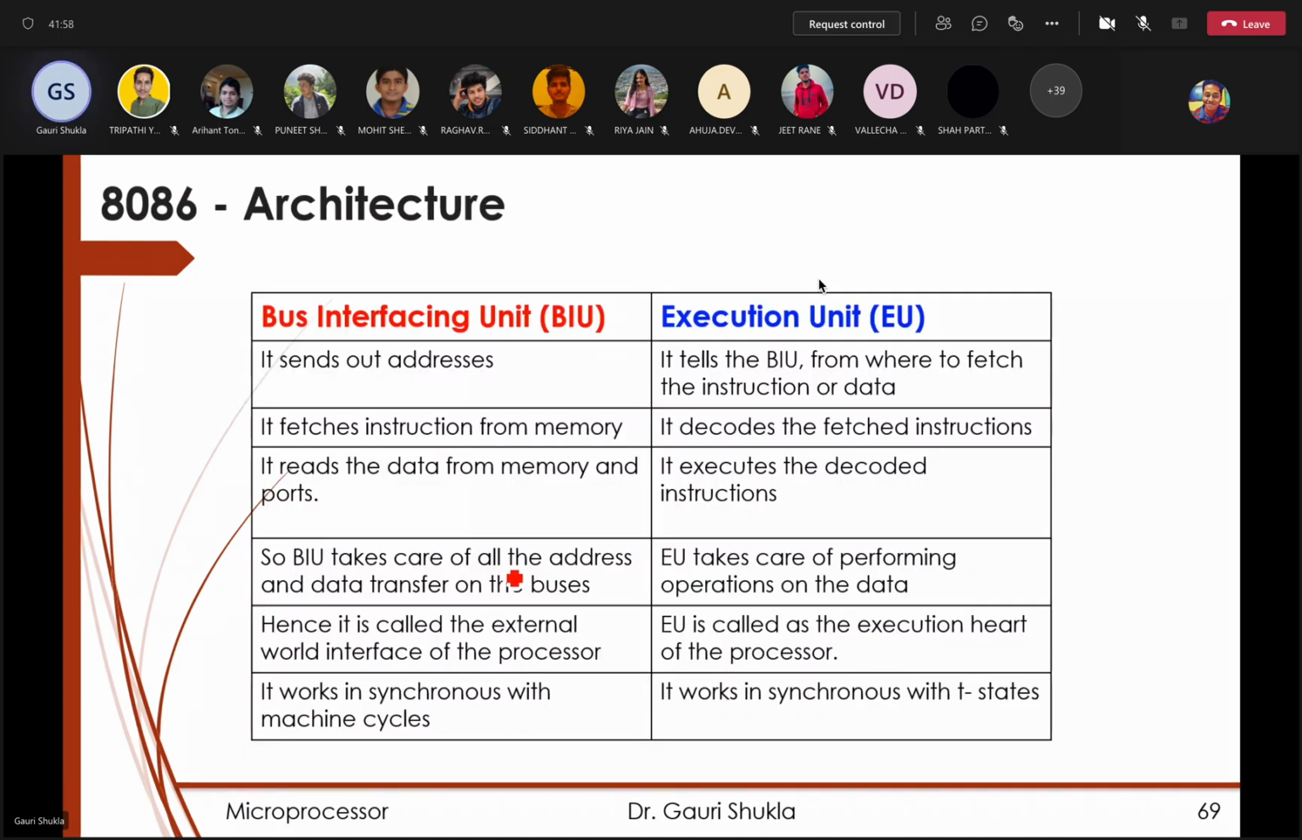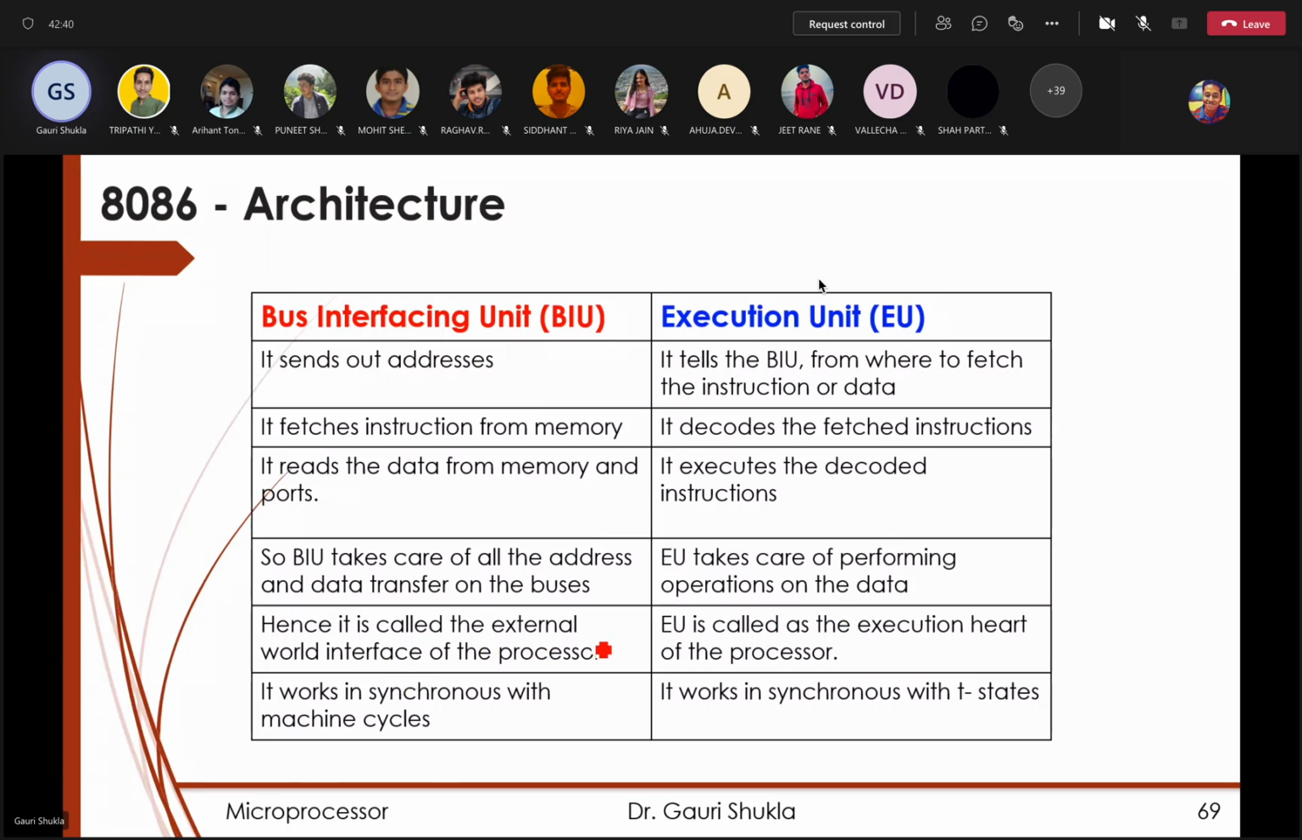Finally, to differentiate between BIU and EU: BIU sends out the addresses, and the execution unit tells the BIU from where to fetch the instruction or data. BIU fetches the instruction from memory, and the execution unit decodes the fetched instruction. BIU reads the data from the memory and port, whereas EU executes the decoded instruction. BIU takes care of all the address and data transfer on the buses, and EU takes care of performing operations on the data.